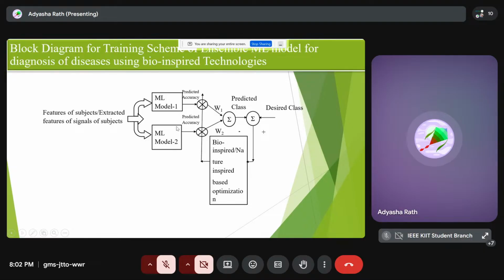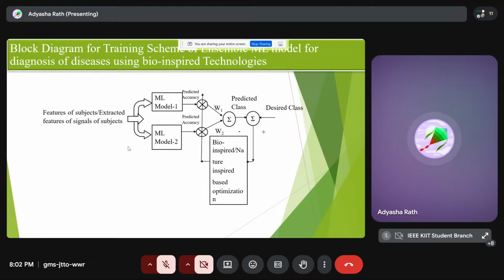Here you have to get the accuracy, and this accuracy has some weights W1 and W2. This will be summed up. This will give some output, and the desired output I will feed in here. Predicted class minus desired class, I will be getting some error. Then through any type of optimization algorithm, we have to update the weight. This is the meaning of an ensemble model.